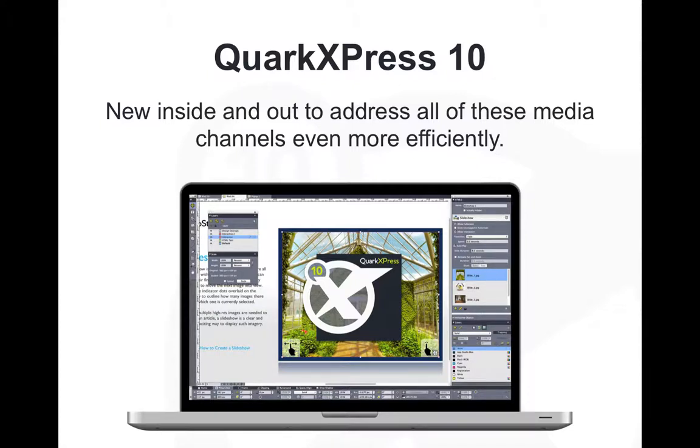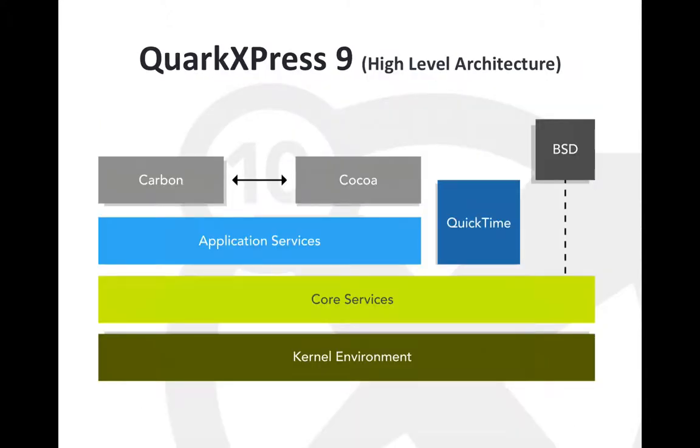So let's start by looking inside. Now, these are very high-level architecture diagrams that I'm going to put up, maybe architecture diagrams even. And this just gives you an idea of some of the key components inside QuarkXPress. So in QuarkXPress 9, firstly, it's a Carbon application. Carbon is the previous API that developers use for developing Mac applications. The current API is called Cocoa, and that's also the API that's used for developing iOS apps as well.